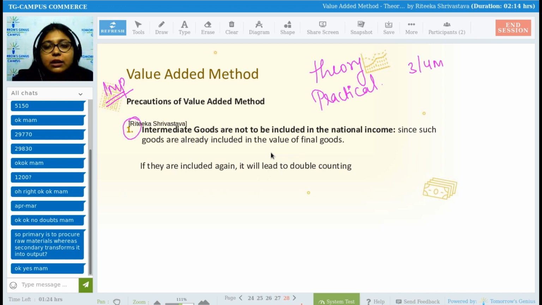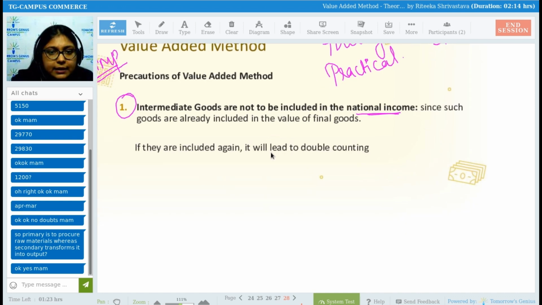First, intermediate goods are not to be included in the national income. When we studied the meaning of national income, we said that national income is nothing but the value of final goods and services. So there itself we cleared that only the value of final goods and services are to be included and not the value of intermediate goods.